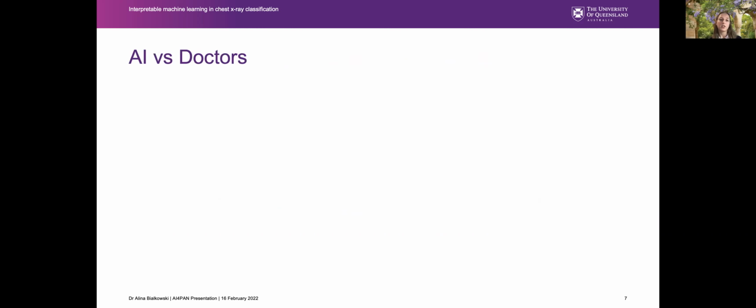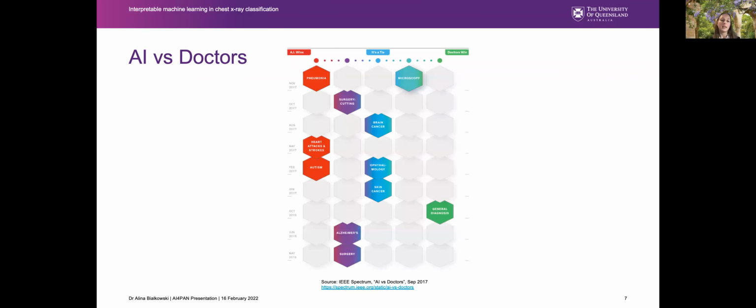Now, as the prevalence of machine learning is increasing in medical imaging, I think there's a strong need for understanding how they work and improving the trust and assurance of these models. So as an example, in 2017, there was an article published in the IEEE Spectrum, so that's the Institute of Electrical and Electronics Engineers, looking at AI versus doctors. And what we can see here is on the left-hand side, we have examples of where AI was beating doctors, and on the right, we have examples where doctors win.